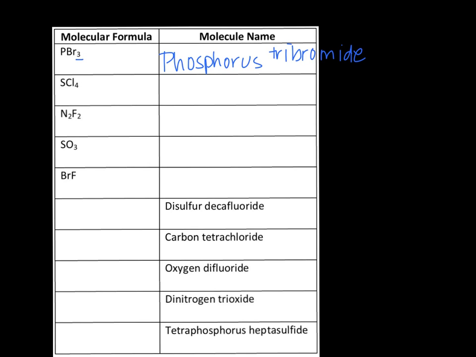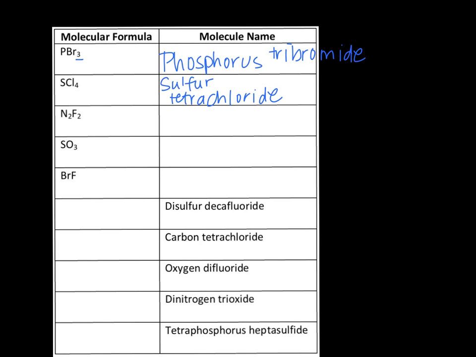All right, and then next we have SCl4, and so we've only got one of the first element, so there's no need for a prefix, so it's going to be sulfur. And then we have 4 chlorines, so the prefix for 4 is tetra, so it's going to be tetrachloride.